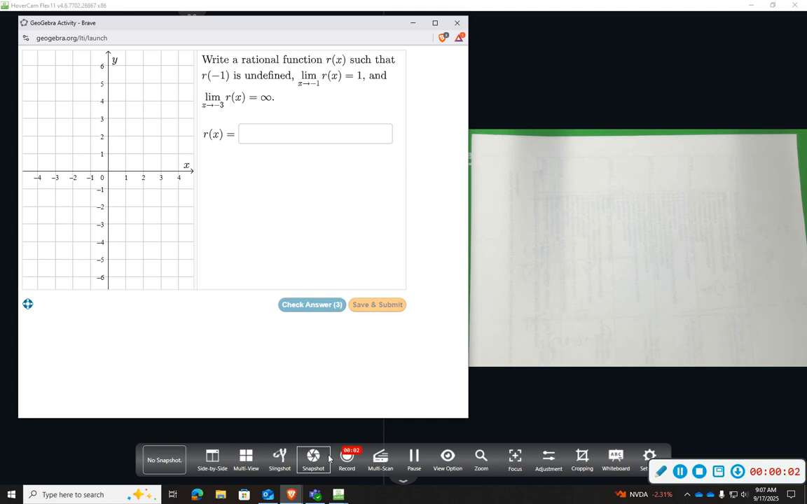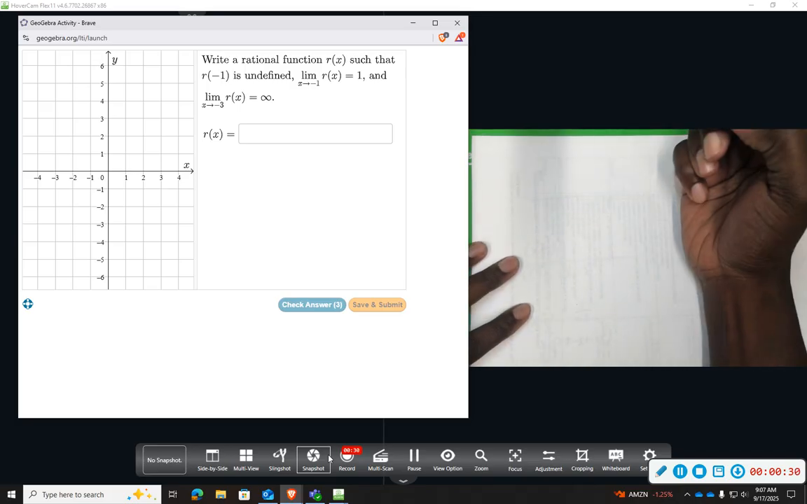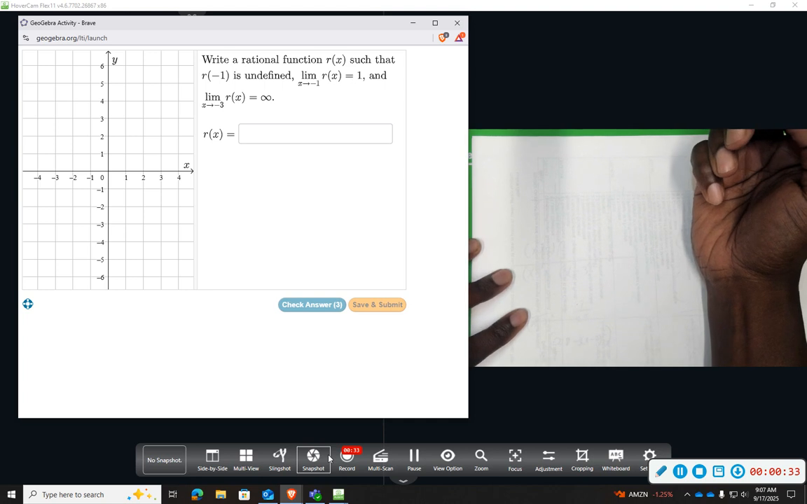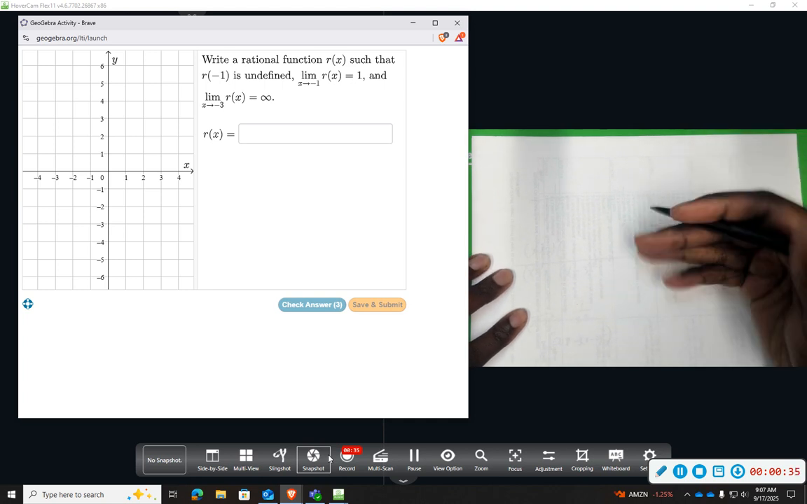All right, our first problem is a GeoGebra problem. It wants us to write a rational function R(x) such that the value of r of -1 is undefined, the limit as we approach -1 is equal to 1, and the limit as we approach -3 is equal to positive infinity.